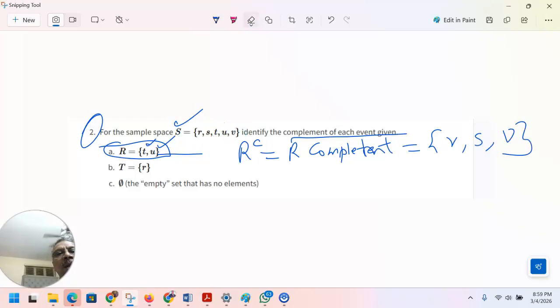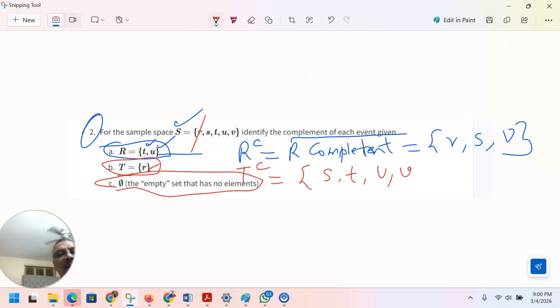Then what about the next one? I'll use green color. T is R, right? So T complement will be the outcomes that should not be R. So I have to take off R. What you are left with is S, T, U, and V.